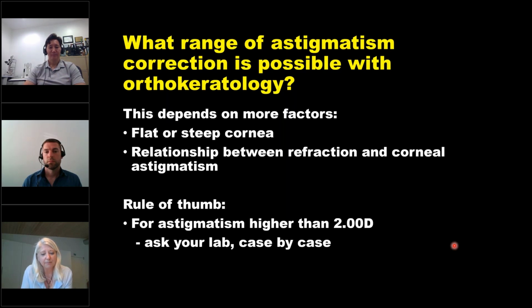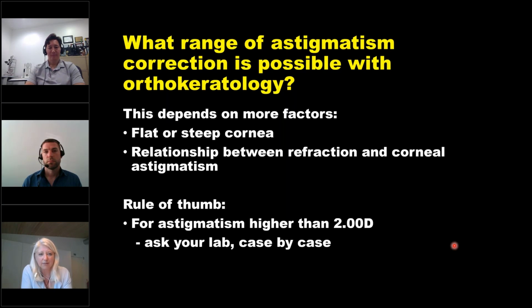If the astigmatism from the refraction is the same as on the cornea, this is the best. You probably have the best success rate on this. If the astigmatism is higher or lower than the refraction, it is possible to design an Ortho-K lens with a toric back surface to actually change the cornea to be more or less toric than it was before.